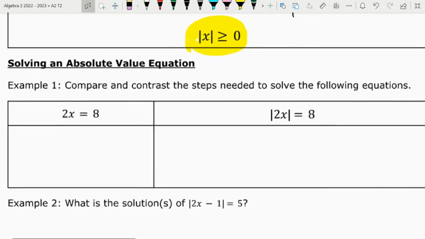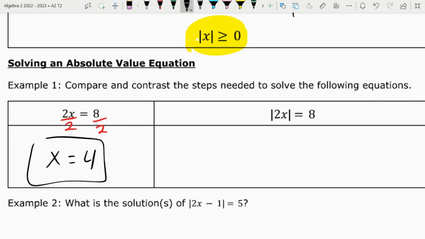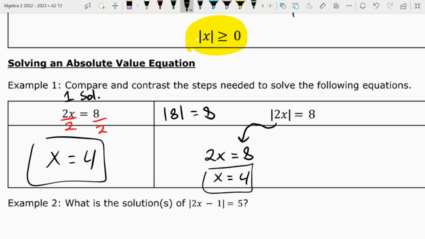Let's look at how this applies to equations. So solving equations, we know we have options like dividing both sides by 2 on this example, and we get x is equal to 4, and we get one answer. Okay, so one solution. However, whenever you have an absolute value, you have two different scenarios. You could have the first scenario where if you plug in 8 to the absolute value, you get 8. So the first scenario would be 2x equals 8, in which x is equal to 4 like we just saw.